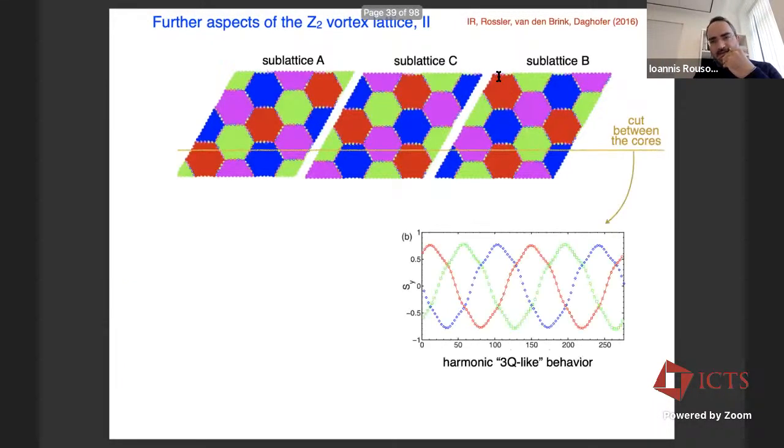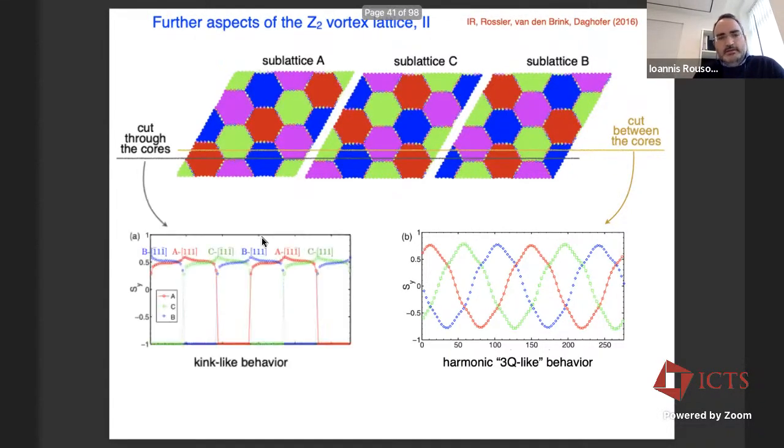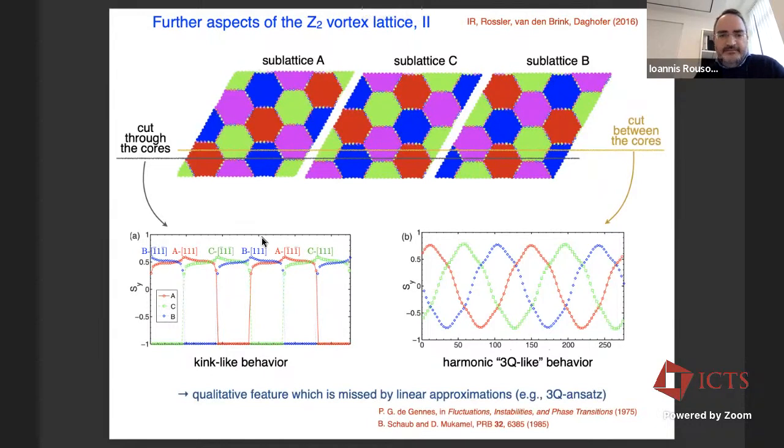Okay, one last aspect which is interesting is that if you travel across this cut here, which doesn't go through any of the cores, but in between the cores, then you see that the three different sublattices show almost harmonic 3Q-like behavior. But if you cut through the cores, you have this soliton-like behavior. And this is a qualitative feature that cannot be captured by any linear approximation.